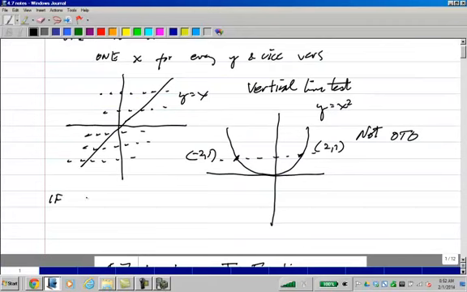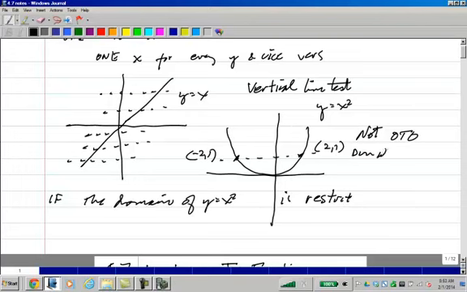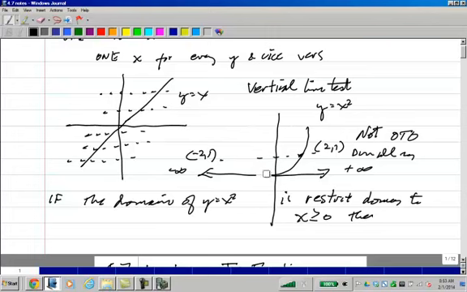However, if the domain of y equals x squared is restricted, see right here, y equals x squared, the domain is all reals, right? It can go to positive infinity or to negative infinity. X is all reals, okay? But if you restrict the domain to x is greater than or equal to 0, then in effect you're removing this part of the graph.